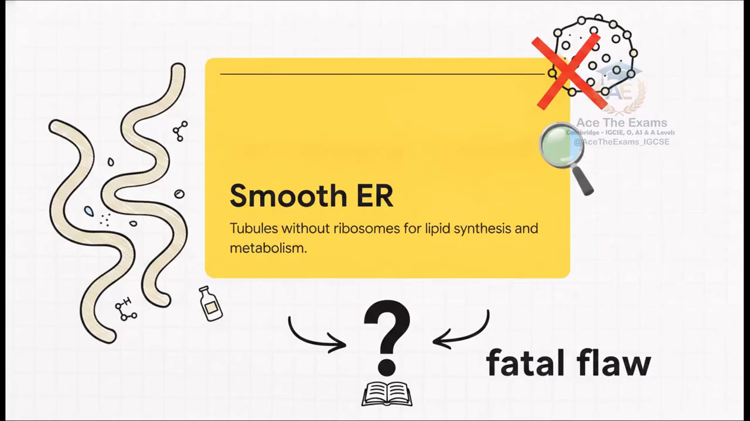Now contrast that immediately with the smooth ER. This is a membrane-bound network of tubules without ribosomes, and its primary focus is lipid synthesis, metabolism, and detoxification. The principal examiner reports actually reveal a fatal flaw here. Candidates consistently confuse these 2 key terminologies. If you swap proteins for lipids or sacs for tubules, you lose the mark immediately, no exceptions.